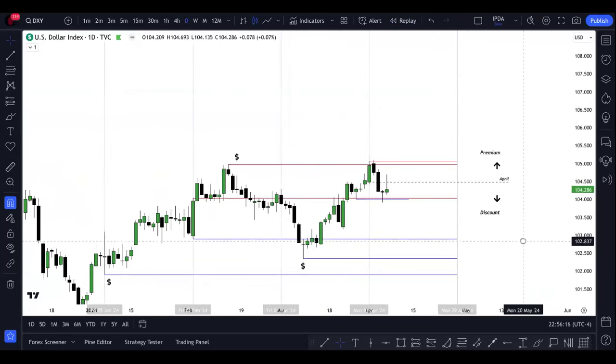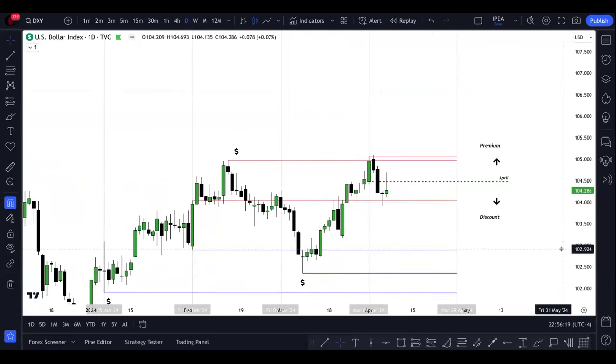I'm going to ask questions for the chat so that you guys aren't bored and I'm engaging with you. If the dollar goes down, what should any of the dollar crosses do? Should it go up or down? Yes, up. If the dollar goes down, the dollar crosses should go up. Everything should be up.